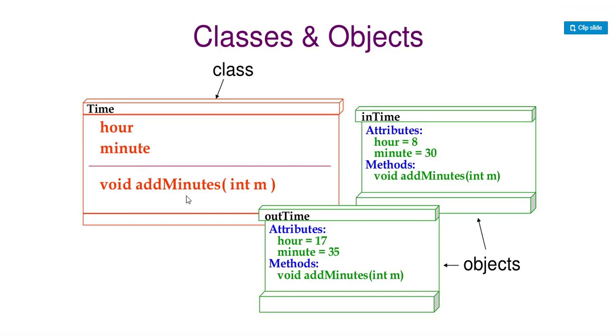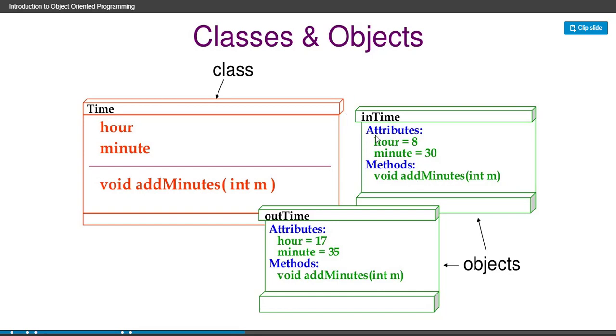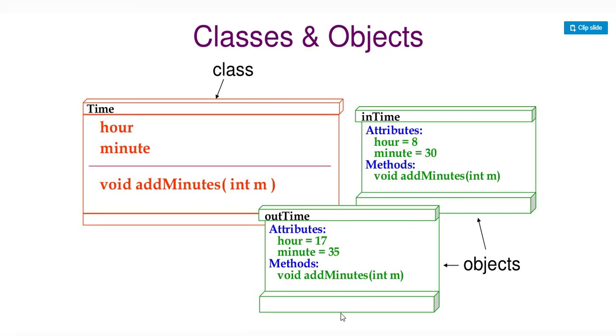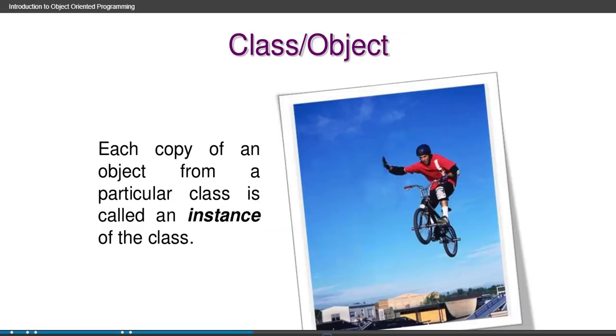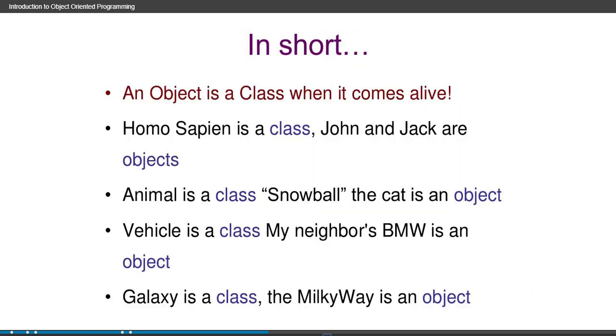And we can create multiple objects from the same class. We have created an in time object from it. Also we can create an out time object from it. It means that we can create unlimited objects from a class. Each copy of an object from a particular class is called an instance of a class. The act of creating a new instance of a class is called instantiation. Instantiation, really difficult to pronounce.